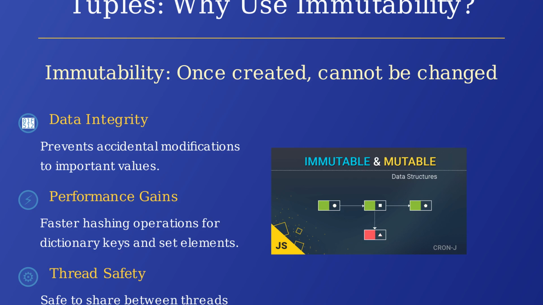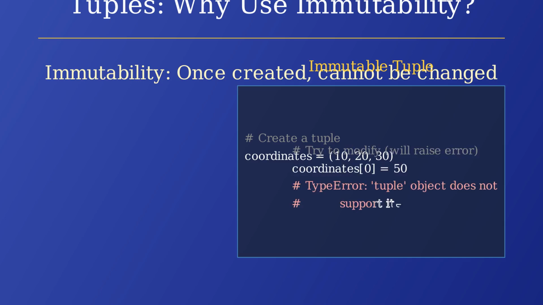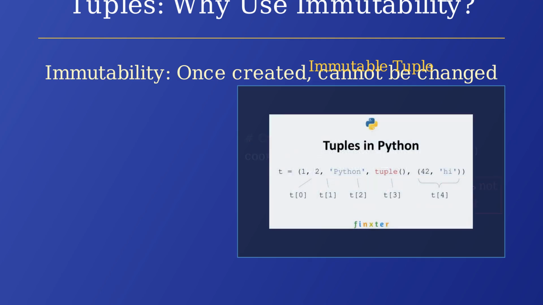Let's see what happens when we try to modify a tuple. We create a tuple of coordinates, but if we try to change any value, Python will raise a type error. This error occurs because Python enforces the immutability of tuples at the language level. The internal structure of a tuple remains constant throughout its lifetime.